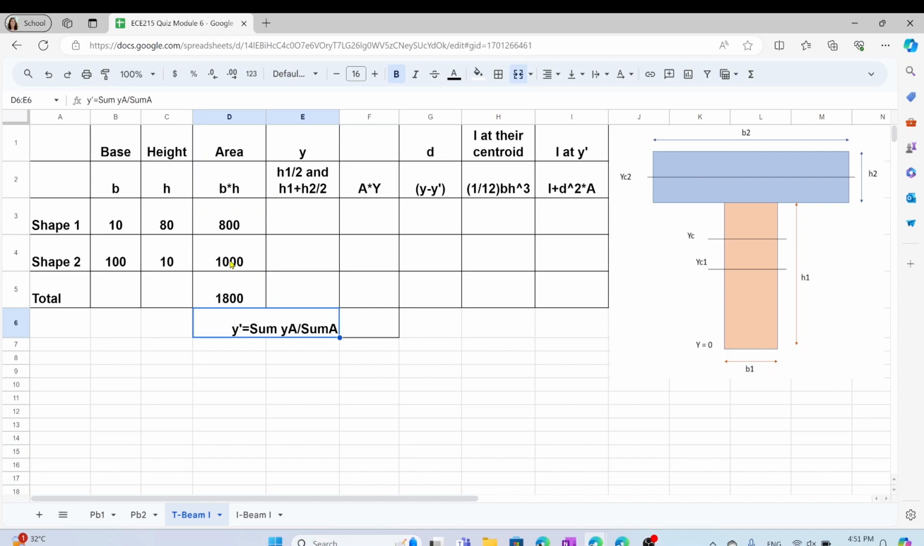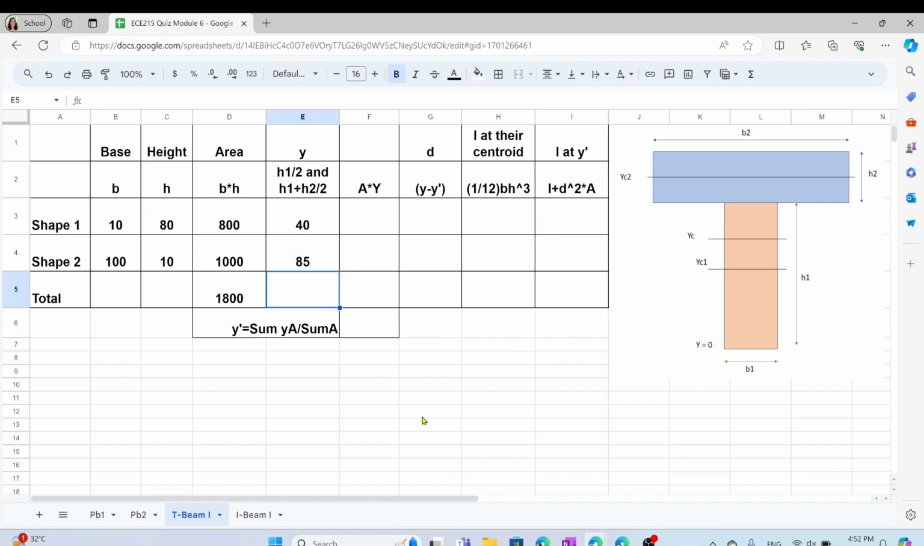We need to find the location of the centroid of each shape, because remember, we can do the theorem of parallel axes only from the centroid. So for shape number one, the centroid is at h divided by 2. For the second one, do not autofill. For the second one, the y2 is there, but we need to have the same referential. So we need from y equals 0. So that will be h1 plus half of h2. So it will be h1 plus h2 divided by 2. Enter.